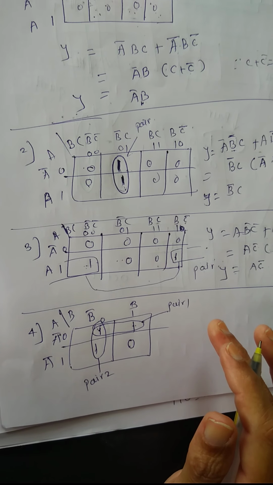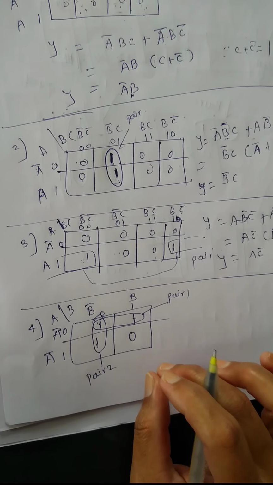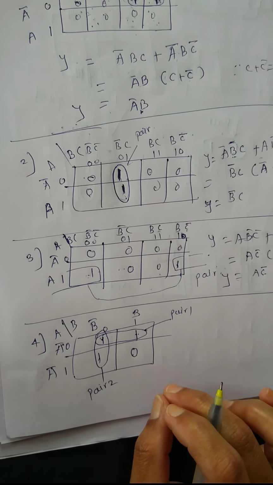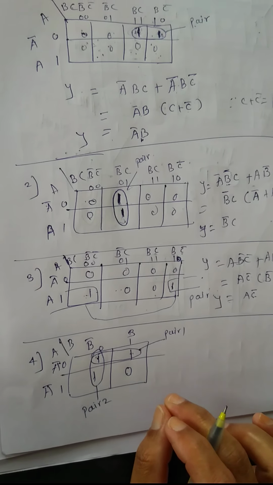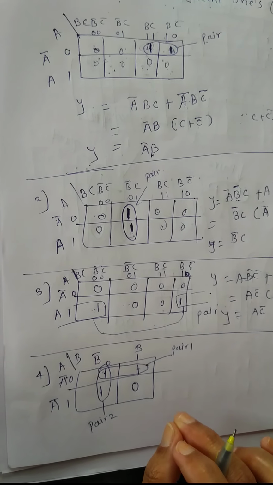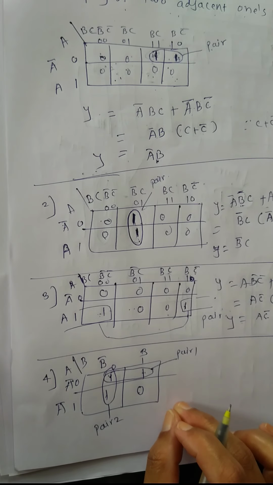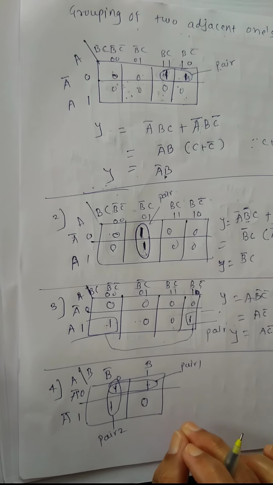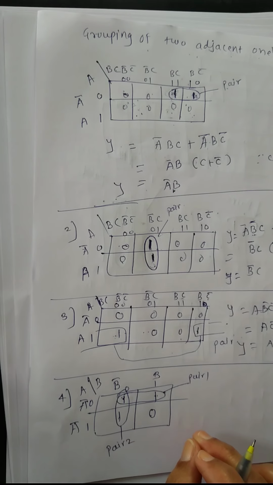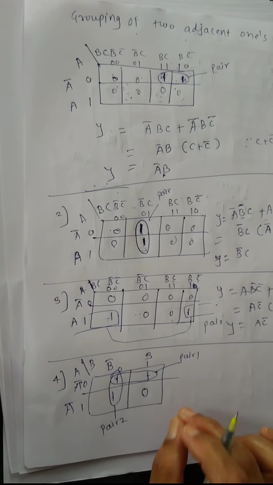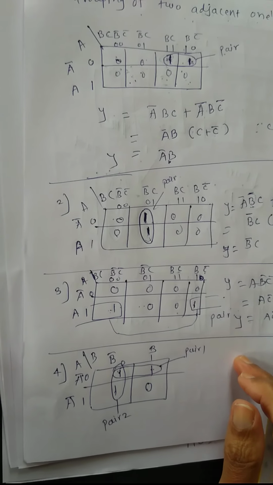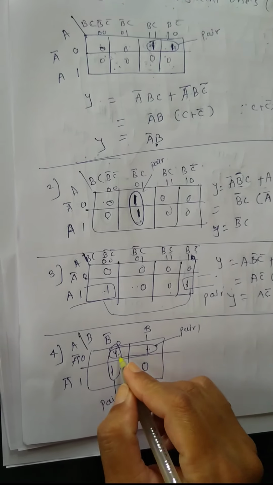For an SOP expression, you have to put logic 1 on a K-map, and for a POS expression or max term, you have to put logic 0. Grouping of ones gives an expression in the form of SOP, while grouping of zeros gives an expression in the form of POS. That is the logic. So these expressions are in the form of SOP. This is the overlap pair.